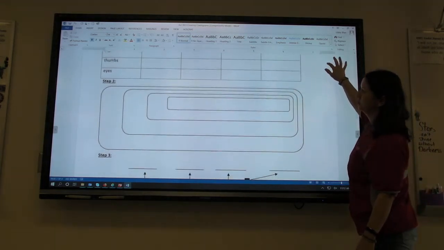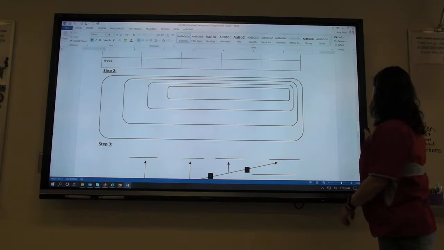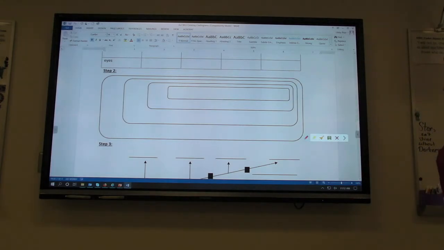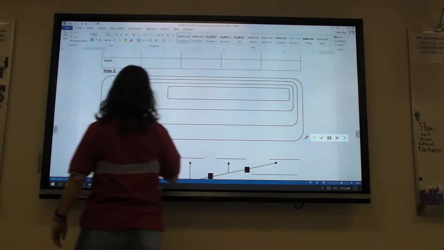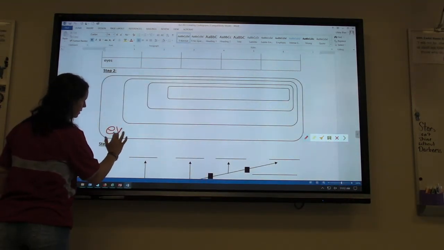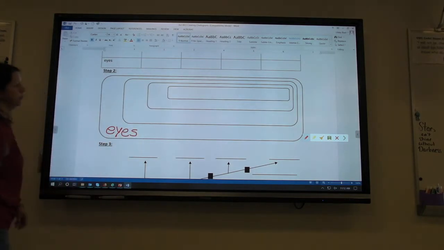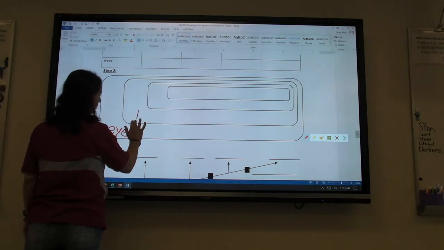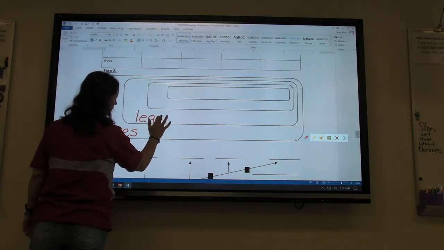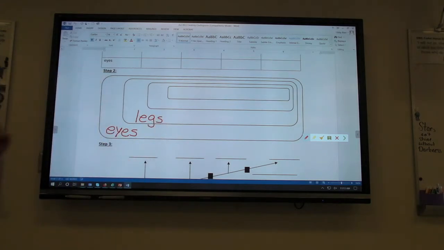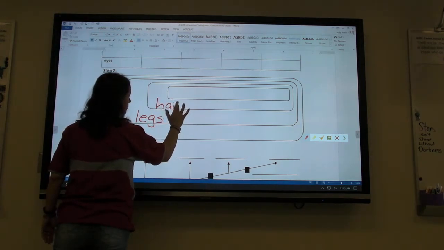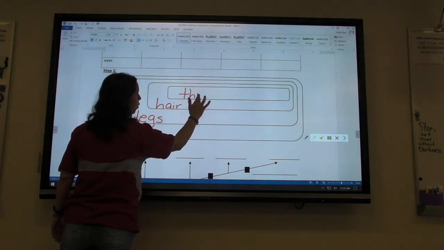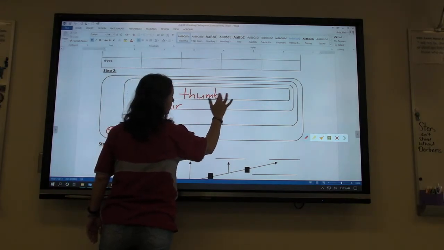So now that you know what the characteristics are, you can create your pyramid. What does every single organism have? Eyes. What do 3 of the 4 organisms have? Legs. What about 2 of the 4? Up at the top you have hair. And then finally you have thumbs, because only one organism has thumbs.